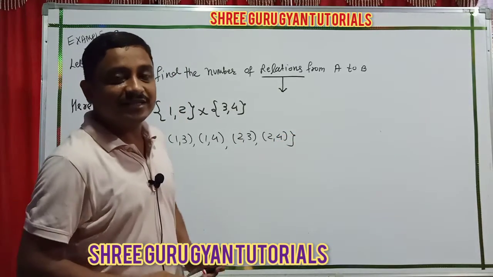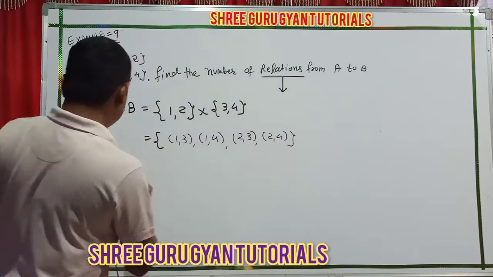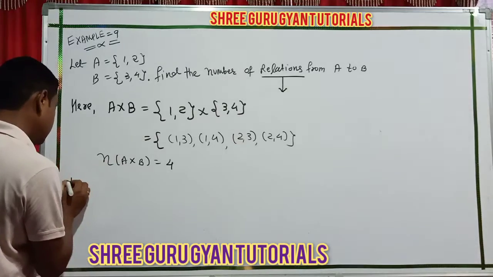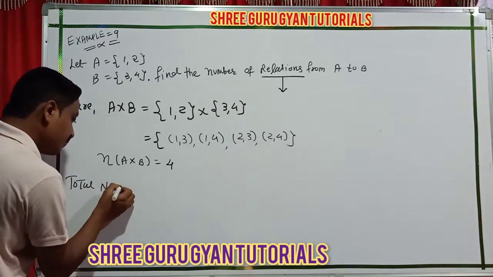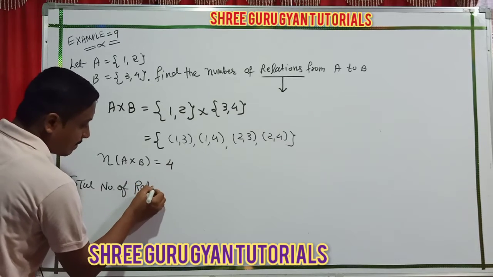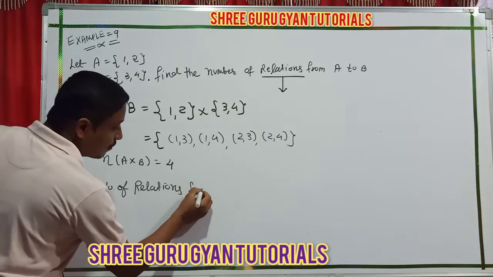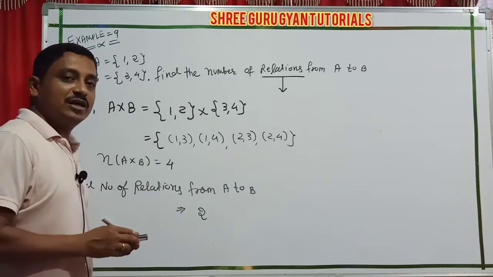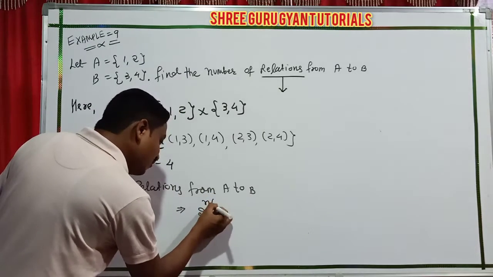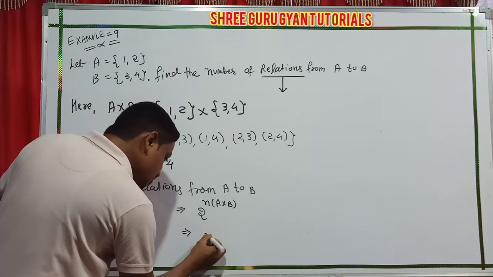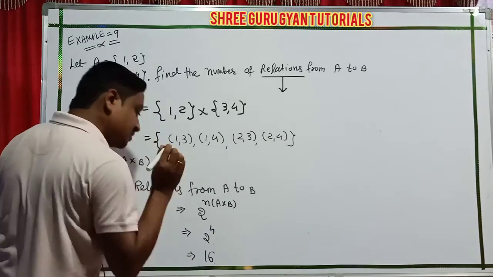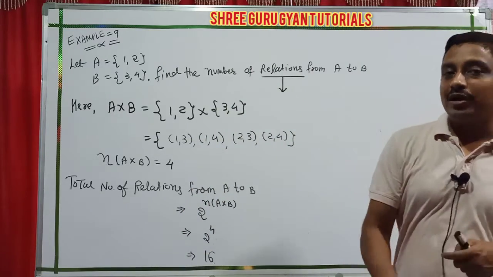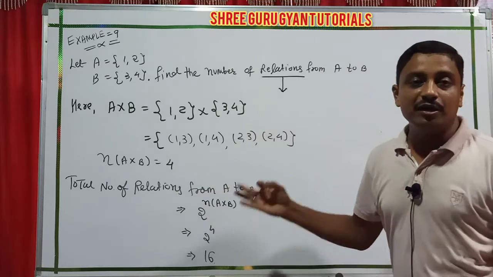How many total elements? It is 4 elements. So the number of elements in A cross B is 4. Now I want the total number of relations from A to B. The formula is 2 raised to the number of elements in A cross B. It means 2 raised to 4, which is 16. It's a very easy question. Here it is not asking for all the relations, only the total number of relations.